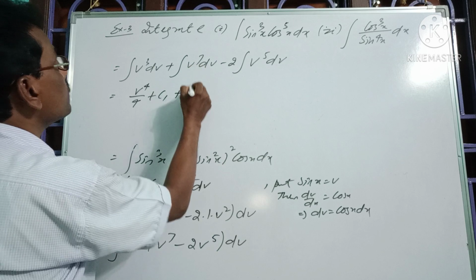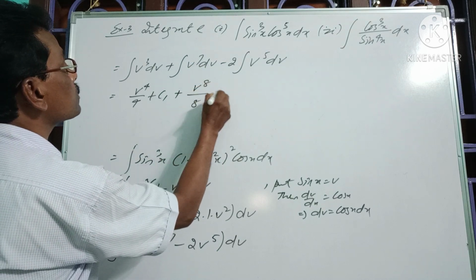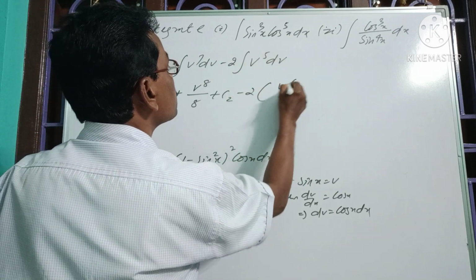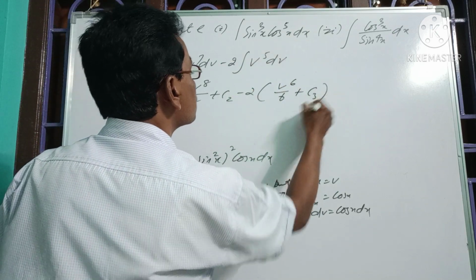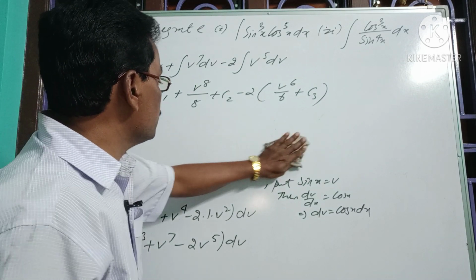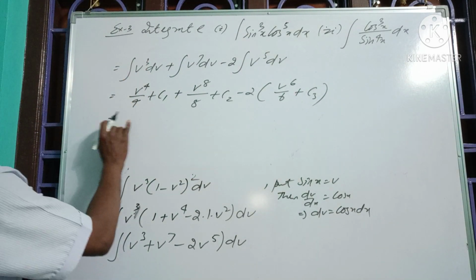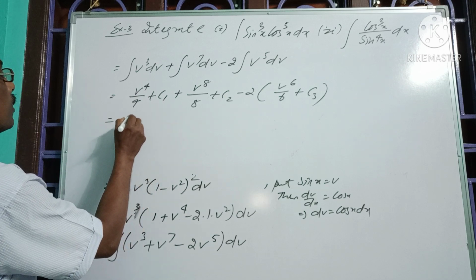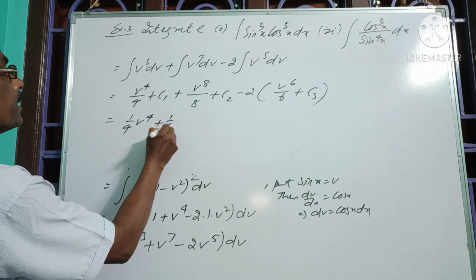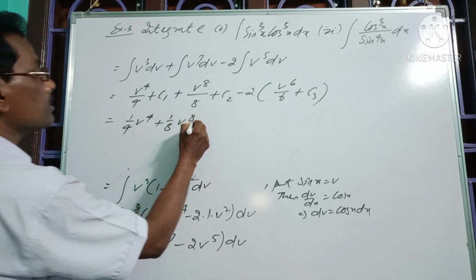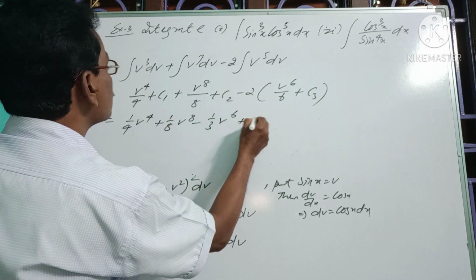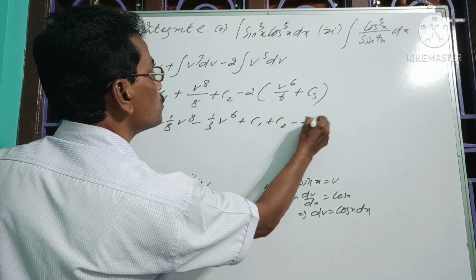So integrating v to the power 7, we have v to the power 8 by 8 plus c2. Again integrating v to the 5, we have 2 into v to the power 6 by 6 plus c3 as constants of integration. So now collecting the functions and the constants, we have 1 by 4 into v to the power 4 plus 1 by 8 into v to the power 8 minus 1 by 3 into v to the power 6 plus c1 plus c2 minus 2c3.